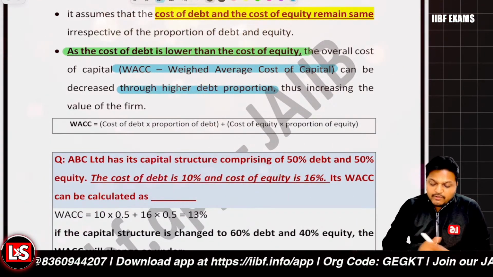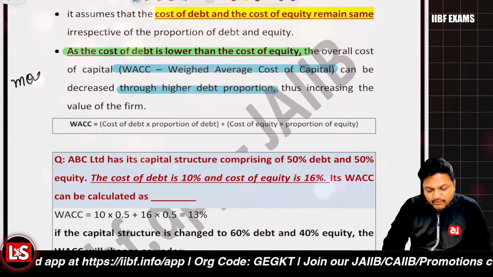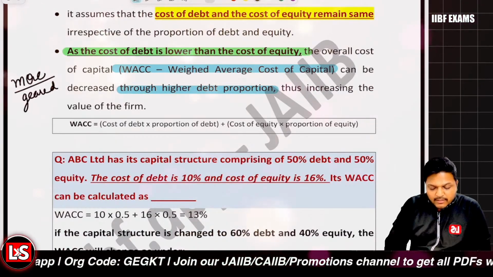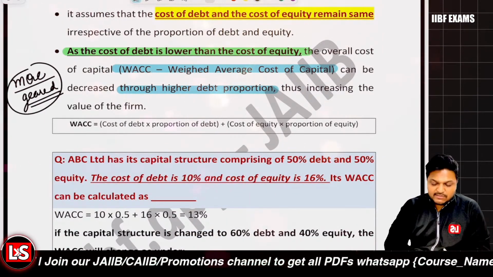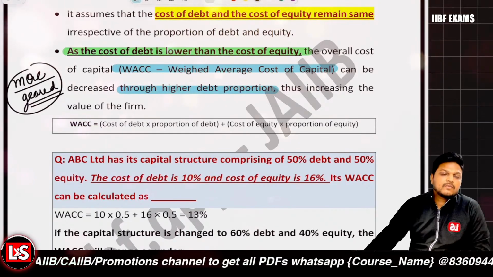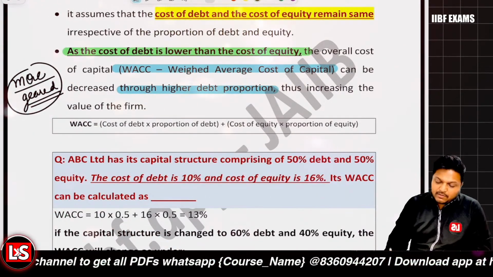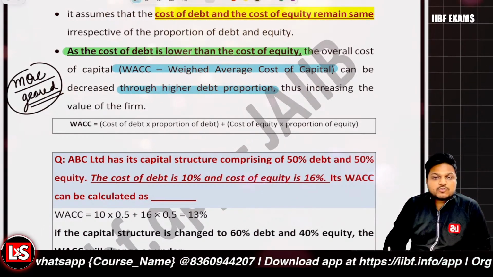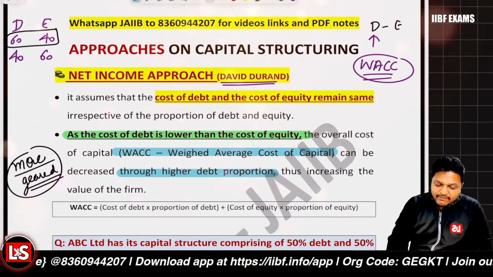So we'll be making the company more geared, more leveraged, and at the same time we are going to reduce the WACC, right? And what is WACC? It is cost of debt multiplied by proportion of debt plus cost of equity multiplied by proportion of equity. So that's the net income approach by David Durand.